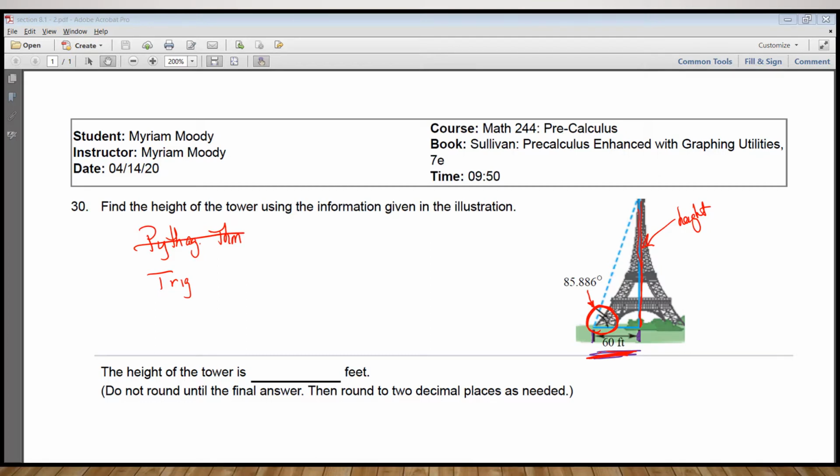Now, I'm going to redraw this on our next page because our next page has a little more room for us to work. Again, do not round to the final answer, and then they want to round to 2 decimal places. So, here's 60 feet. There's our right angle. This is 85.886 degrees, and they want to know the height of this tower.